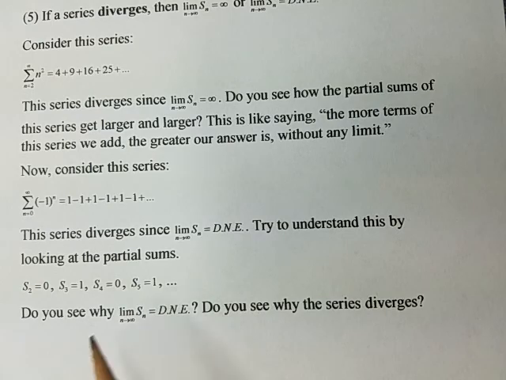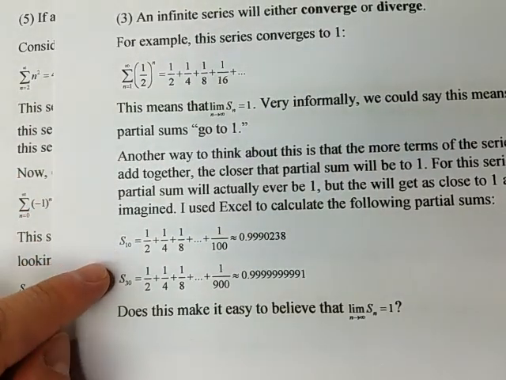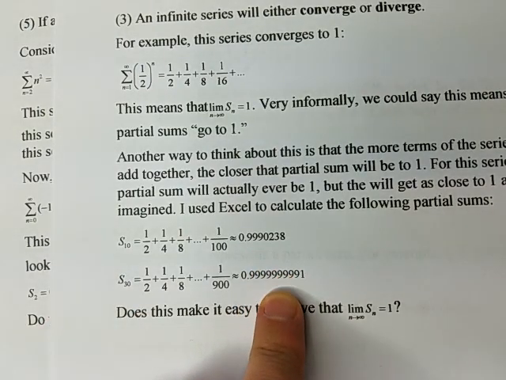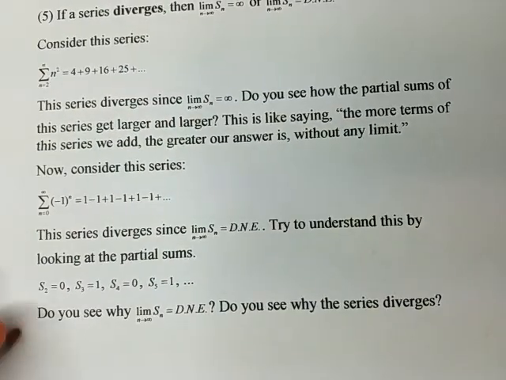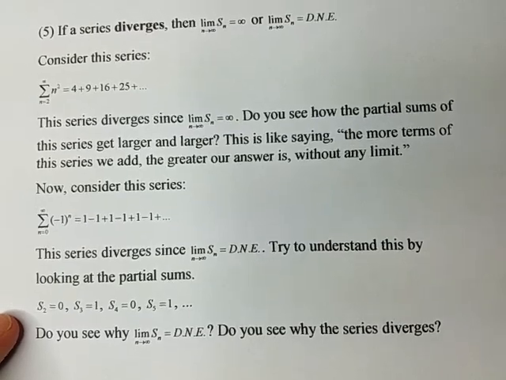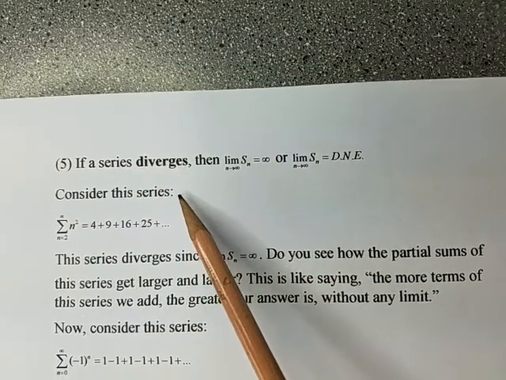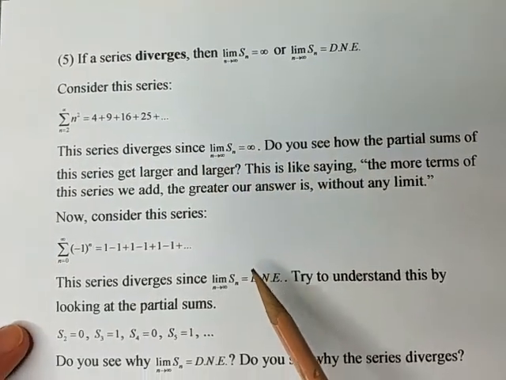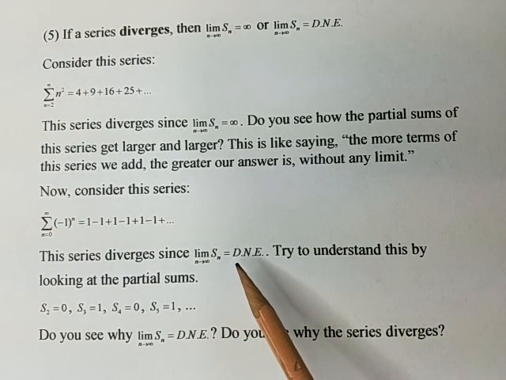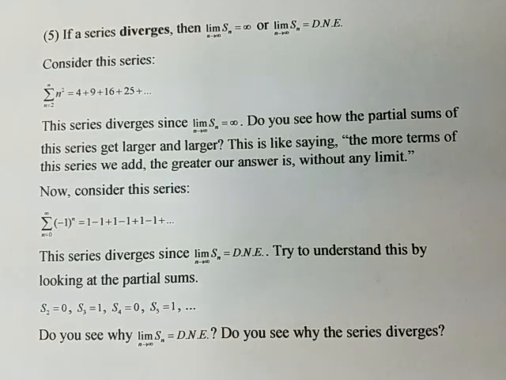All right? In that last one, you could calculate S10, then S11, then S12, and those values will approach 1. Not here. So that's an example of each kind of divergence. Either the partial sums go to infinity or the partial sums just have no pattern at all. They don't approach anything. That's what it looks like when a series diverges.